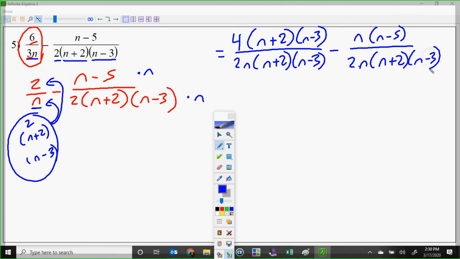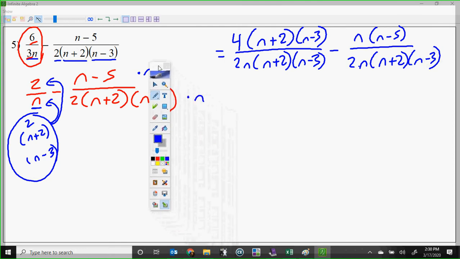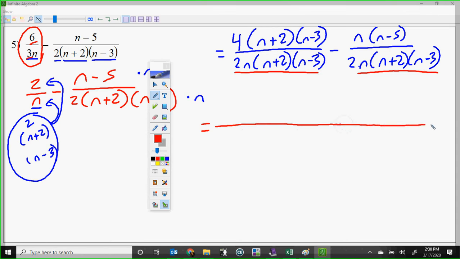Okay. Now for these, I am going to leave my denominators factored out. So my denominators are now the same. I am not going to multiply my denominators out. I'm going to leave my denominator just like it looks and combine those into one fraction. I'll make it bigger. So my denominator is now 2n, n plus 2, n minus 3. Okay? I will multiply the individual numerators out.